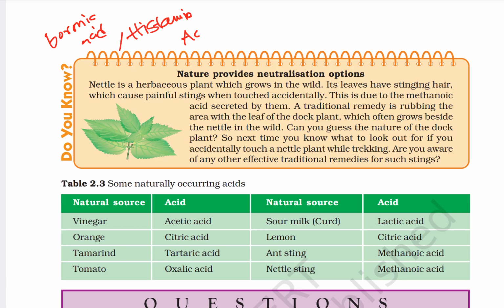So how to avoid this? Nature provides neutralization options for this one also. Dock plant leaves, commonly found near nettles itself, are helpful in neutralizing this. You have to wash with cold water, and you can apply baking soda or aloe vera gel, then you will get relieved. So this is also an example of the acidic nature shown by this nettle plant to protect itself.